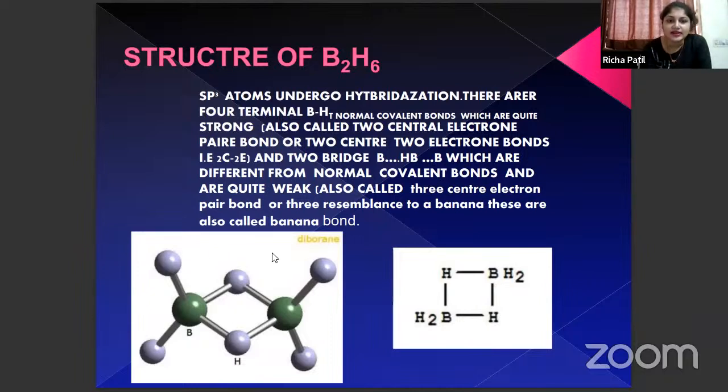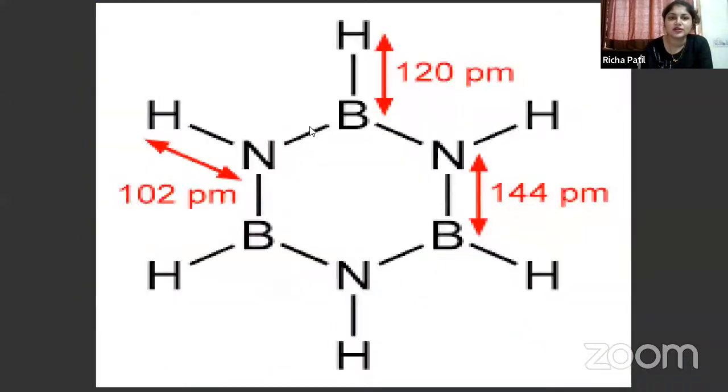So this is a three-centered electron pair bond. Between these three atoms there are two electrons, and this is called a three-centered two-electron bond. This bond is called a banana bond. So this is the structure of diborane. Diborane is electron deficient. It has 4 terminal B-H bonds, and in the center it has 2 banana bonds.